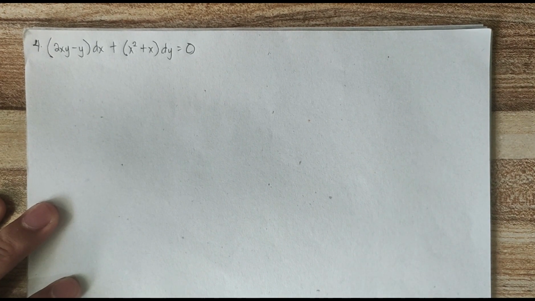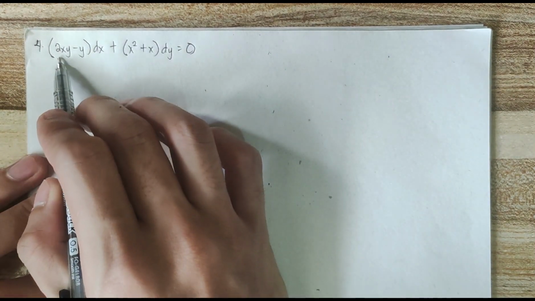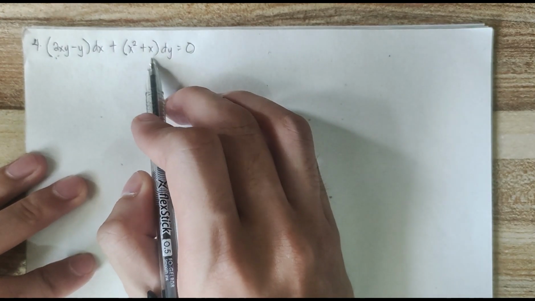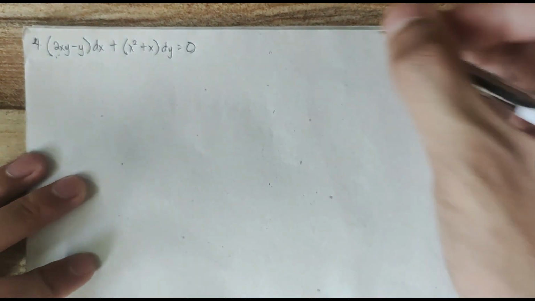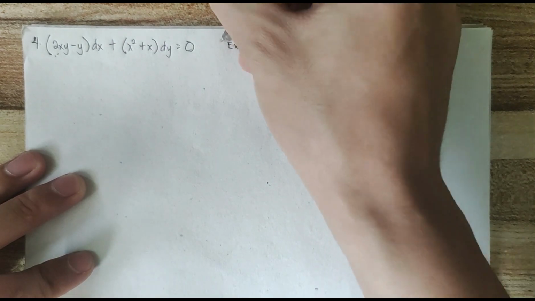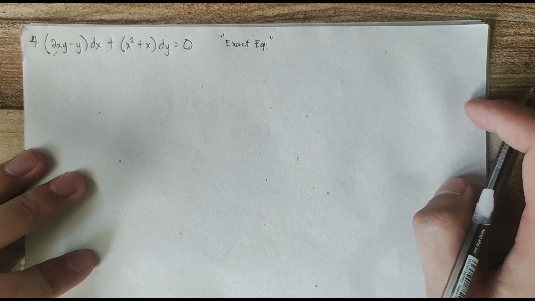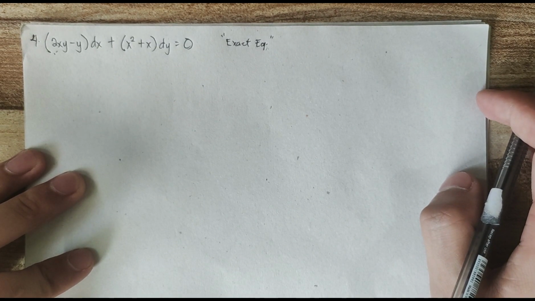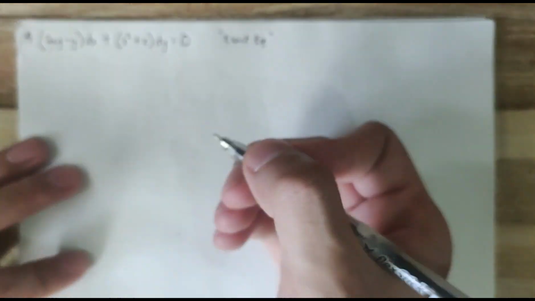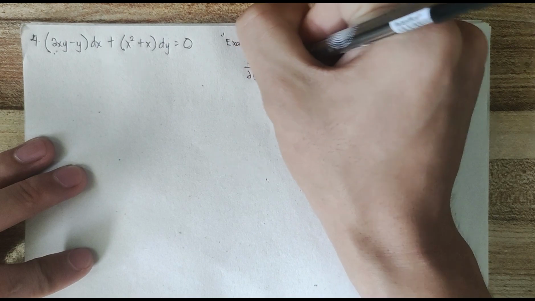For our next assessment activity, which is differential equation number 4, we have the quantity 2xy minus y dx plus the quantity x squared plus x dy equals 0. We tend to use the exact equation technique for this one. But first and foremost, we need to know if we are able to perform the exact equation technique. To find that, we need to satisfy this condition.